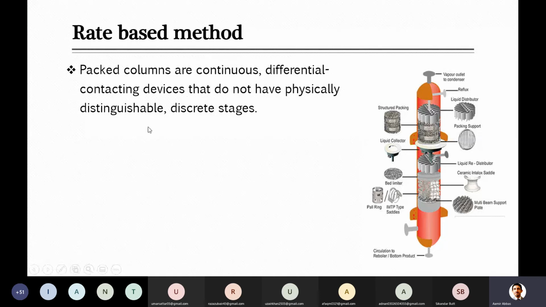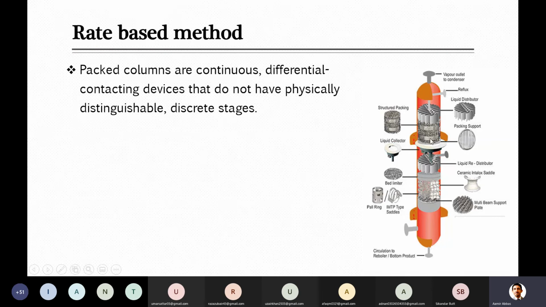So in these packed towers, when liquid and vapor come in contact with each other inside, they are continuously moving and come in contact everywhere inside the column, but you can't say that there are physically distinguishable stages as there were in tray towers. Here, liquid will be entering from the top, and there are some liquid distributors.